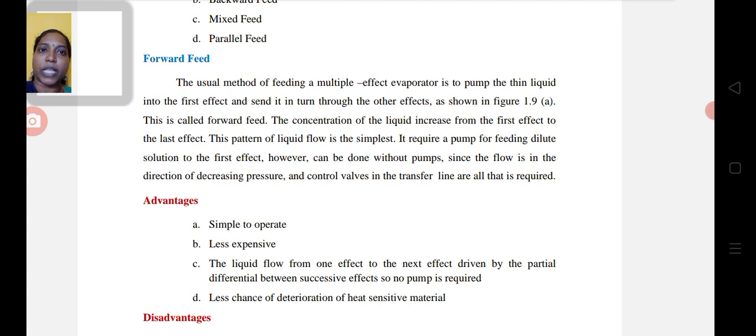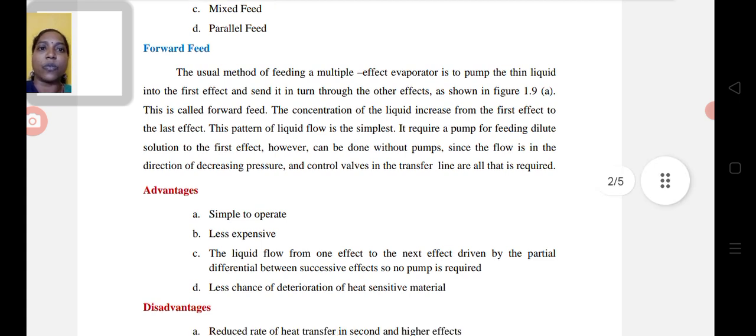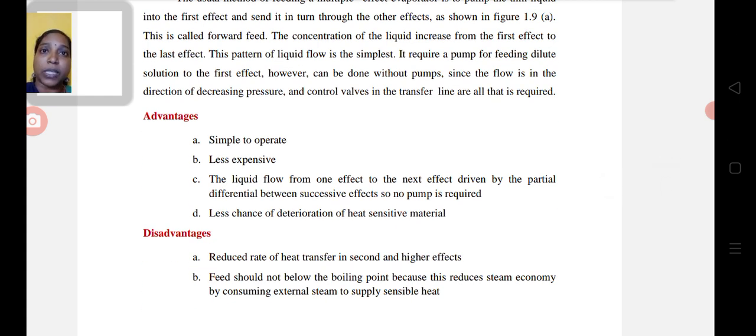And the main advantages of this forward feed is it is simple in operation and less expensive, and the flow of the liquid can be done through the decrease in pressure without any pumping activities, and there will be less damage to the raw materials.